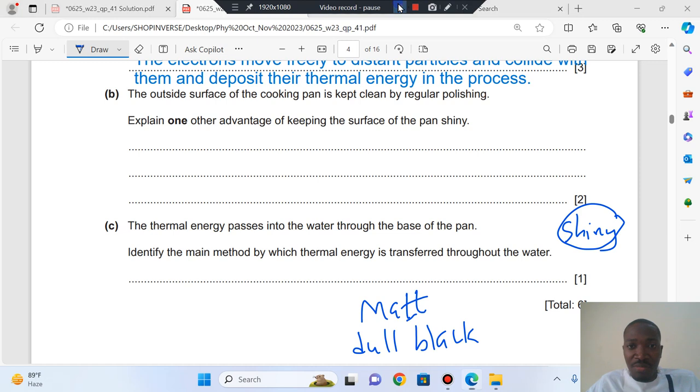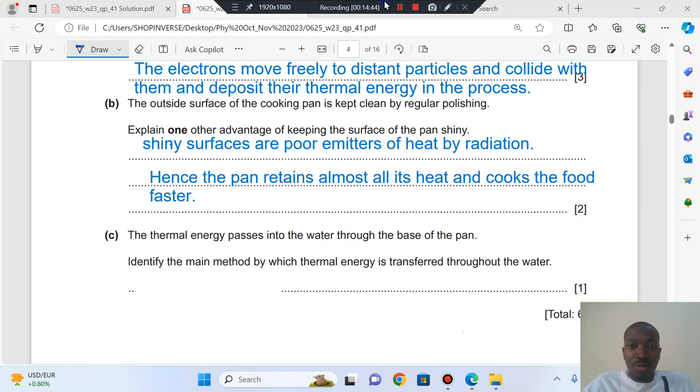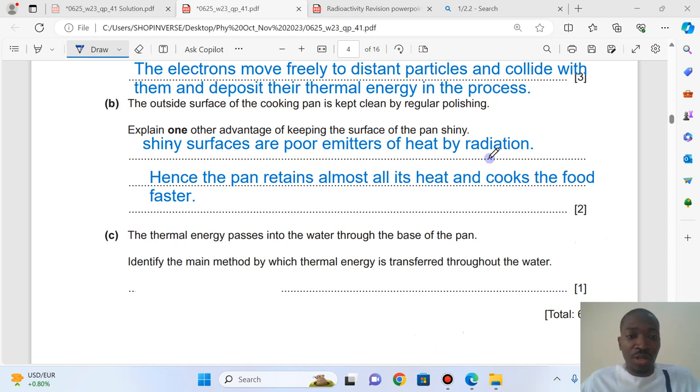I'll write it here. So that is the answer to the question, okay? Shiny surfaces are poor emitters of heat by radiation. Hence, the pan retains almost all its heat and the food cooks faster.